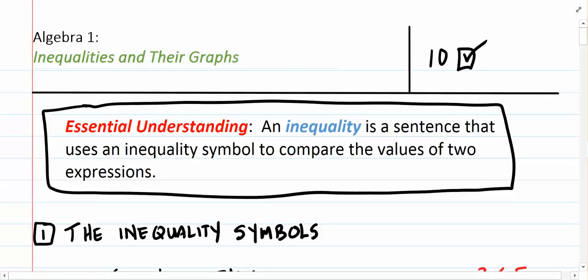Welcome to Inequalities and their graphs. There are 10 boxes in this lesson.